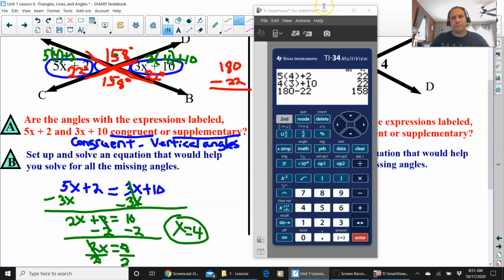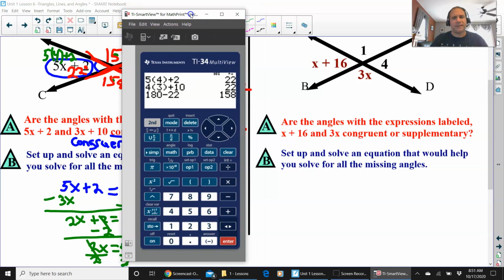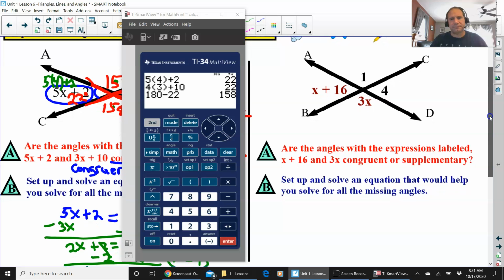So I am going to move this over, and we are going to start this problem right here. I'm just going to take a look at this expression that they give us and this expression.